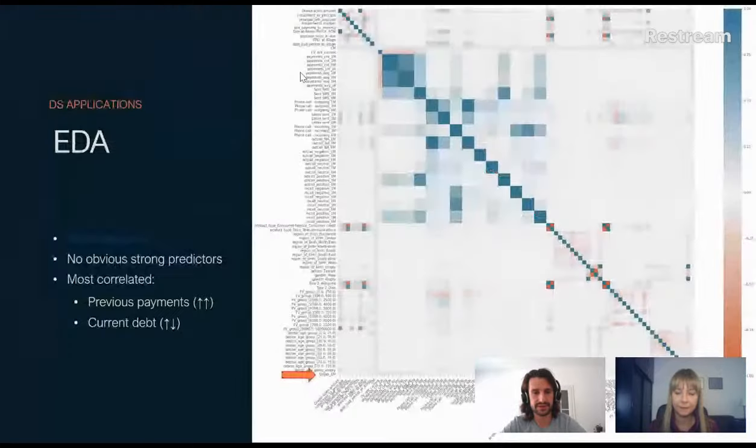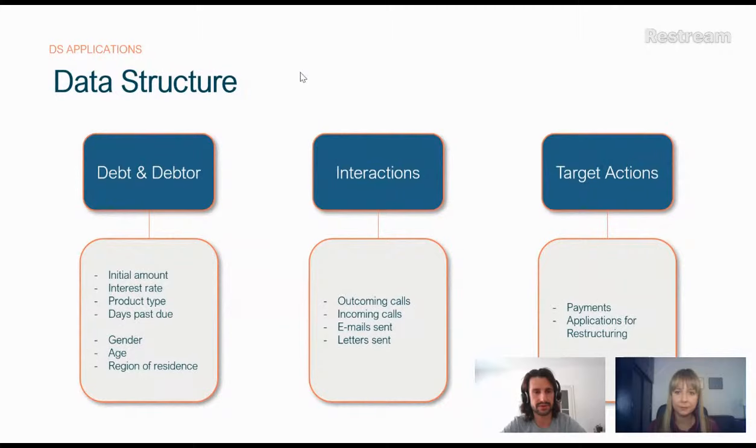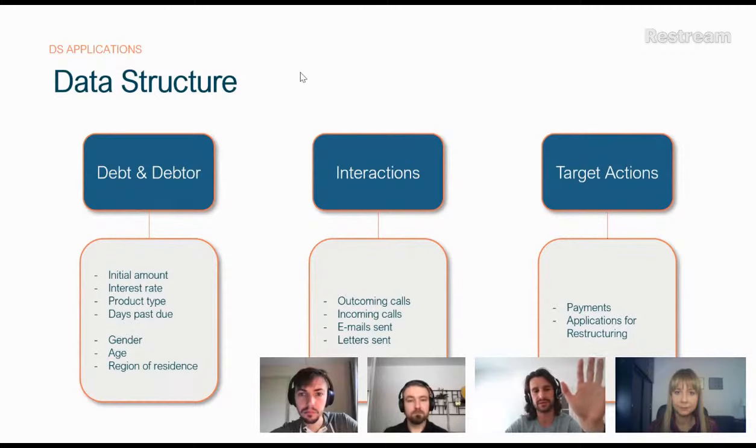The data dimensions. So let's go back here. As I said, the data consists of these three things. For example, you could think of one data row as the features of the debt and the debtor, the interactions of this debt and the debtor, and the targets, whether there was a payment or not. So one row is one debt, and all the features that happened with this debt in the past are also in this one row.